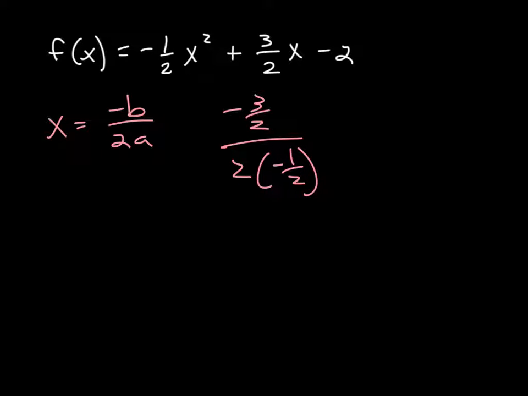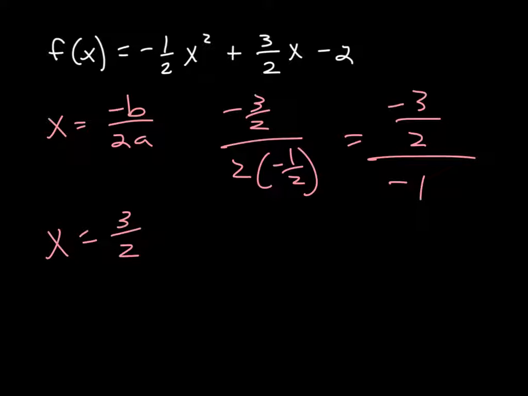Okay, so we see that 2 times negative 1/2 is just a negative 1. So this really ends up being, well, let me go a little slower. It's negative 3/2 divided by negative 1, which just means that x equals 3/2. So that's our x value at our vertex.